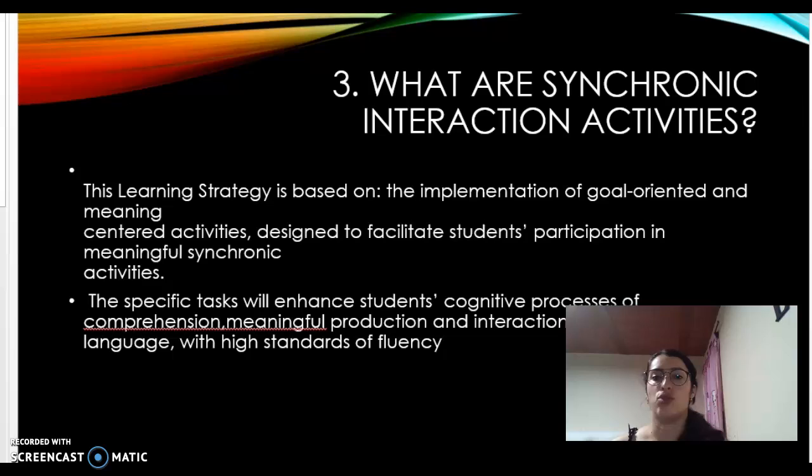What are synchronous interaction activities? The learning strategy is based on the implementation of goal-oriented, meaning-centered activities designed to facilitate student participation in meaningful synchronous activities. Specific tasks will support students' cognitive processes of comprehension, meaningful production, and interaction in the target language with high standards of fluency, and others too.